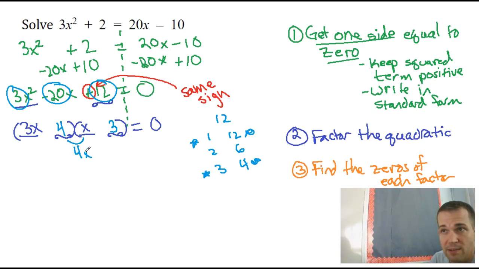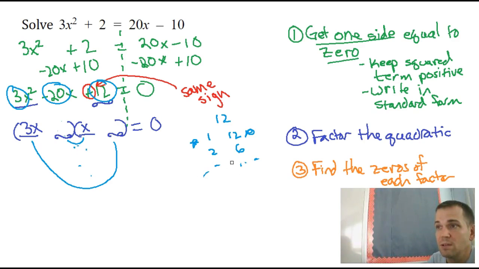These guys make 4x. These guys multiply to make 9x. If they have the same sign, there's no way to combine those to get negative 20. So that's not right. It's not 4 and 3. I'm not going to even check 3 and 4 because that would be bad. So forget this option. Let's go with that 2 and that 6.